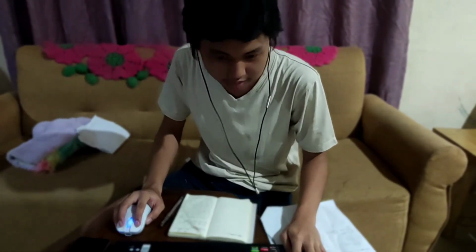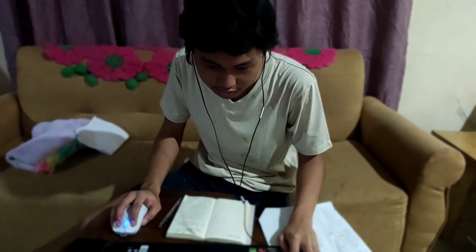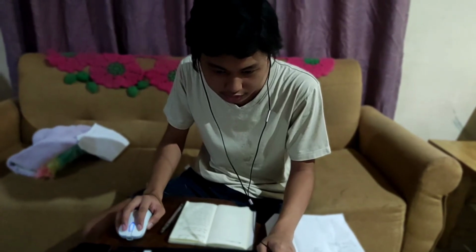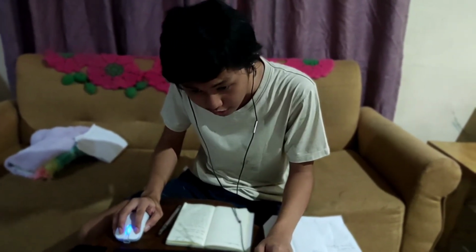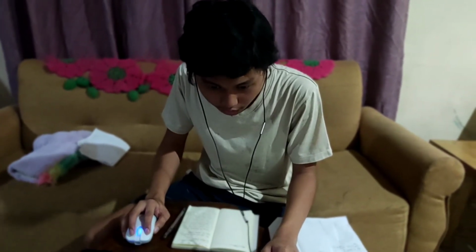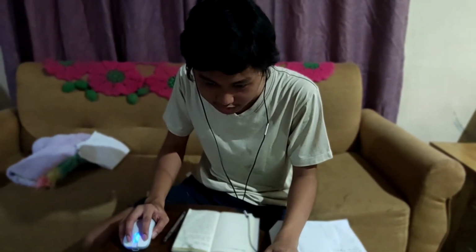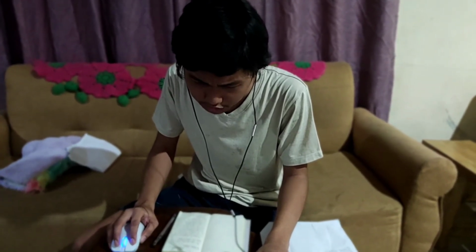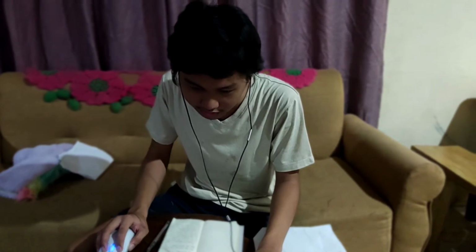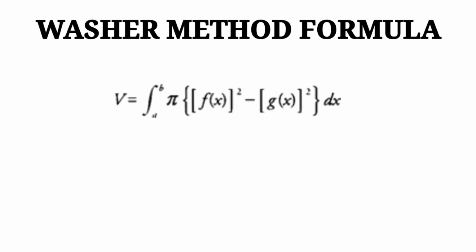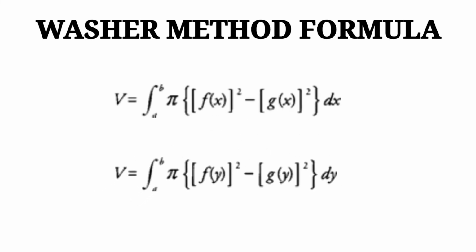In the washer method, if the axis of revolution is not a boundary of the plane region and the cross sections are taken perpendicular to the axis of revolution, you use the washer method to find the volume of the solid. Moreover, if a washer is perpendicular to the x-axis, then the inner and outer radii should be expressed as functions of x. If a washer is perpendicular to the y-axis, then the radii should be expressed as functions of y. Meaning I should use this formula for the x-axis and this formula for the y-axis to get the volume.